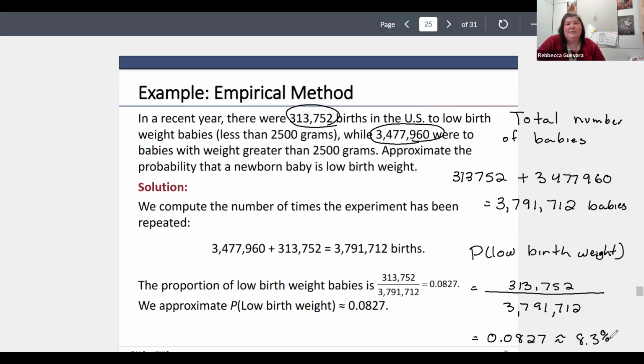Okay. That's all the empirical method is. It's nothing new for the most part. It's just that in this case, we actually have to gather data, where with the other kind of probability, we didn't necessarily have to gather data. We could look at a situation and estimate what should be going on.